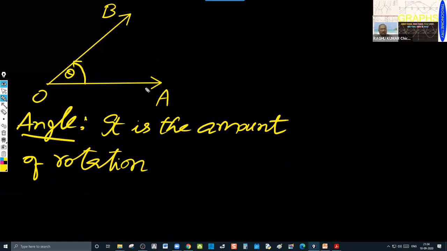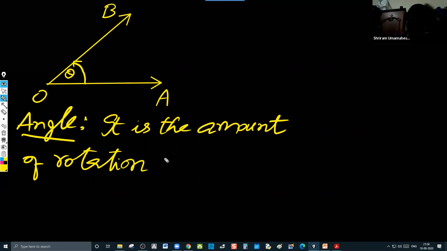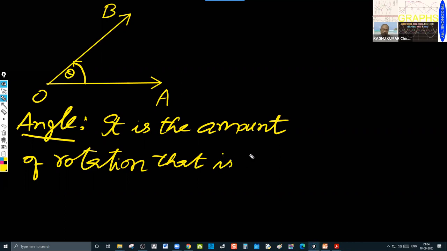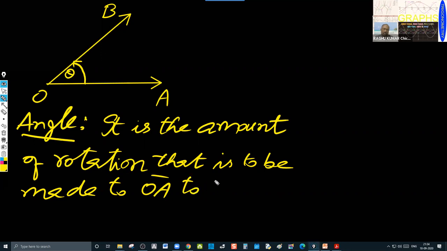Right, no issues. I'm introducing angle now. It is the amount of rotation that is to be made to OA to reach OB. This is the definition of angle.